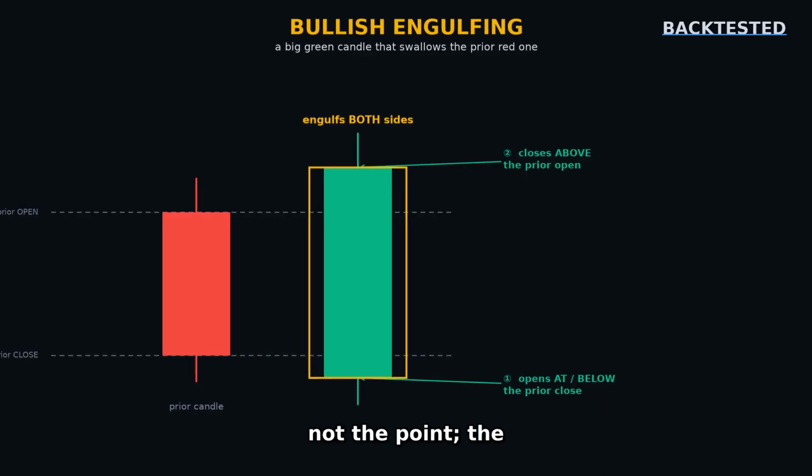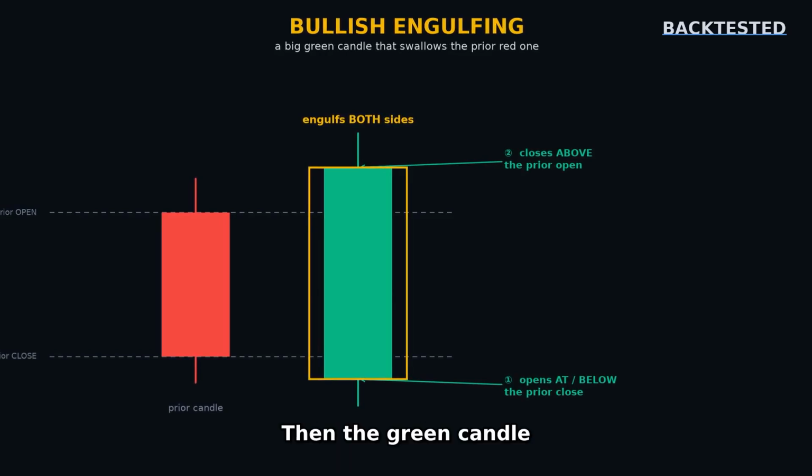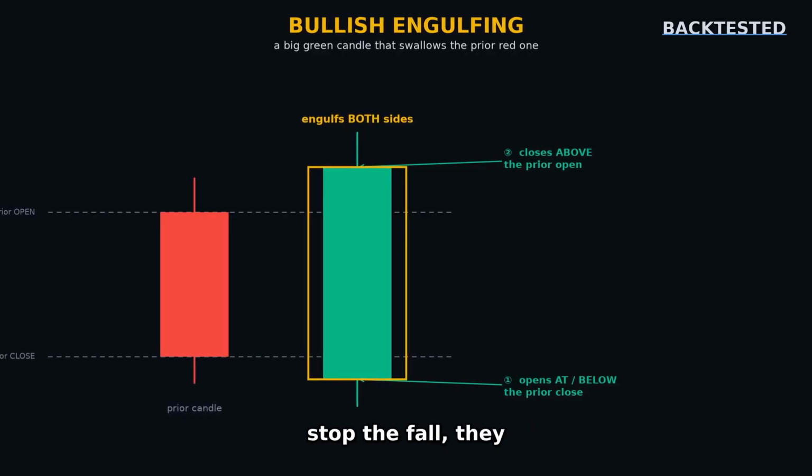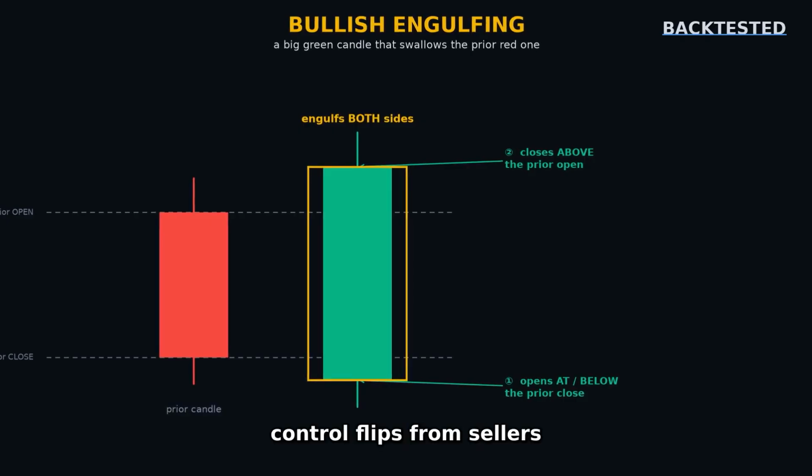But the shape is not the point. The meaning is. The red candle means sellers were in control, pushing price down. Then the green candle opens even lower. Yet buyers do not just stop the fall, they drive price all the way back up above where the selling began. In a single candle, control flips from sellers to buyers. That is why it is read as a possible reversal.